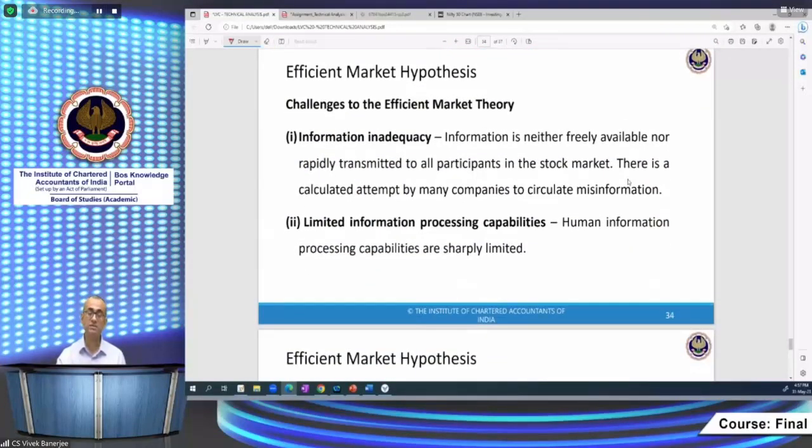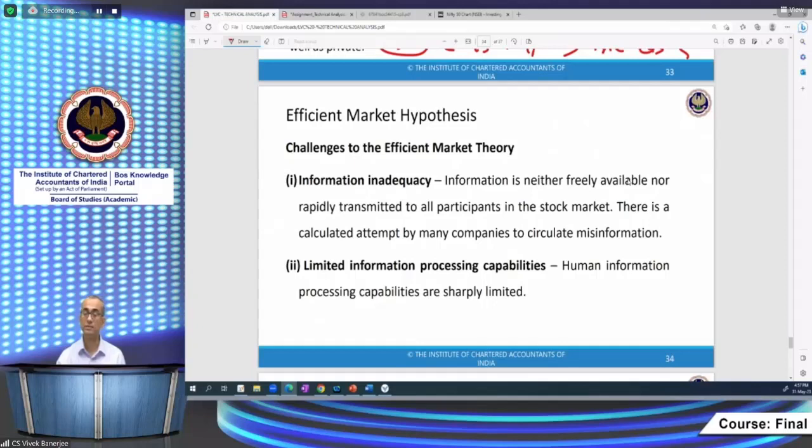Now there are some challenges to the efficient market theory. First challenge is information inadequacy. The information is neither freely available nor rapidly transmitted to all the participants. All the blue chip companies, top companies, they actually give all the information. But what about the small companies? Sometimes they deliberately hide information. So in this case, the information in case of such companies is not publicly available. So this is a challenge to the efficient market theory. If all the information is not available to the market, then how can the theory be proved? So this is a challenge.